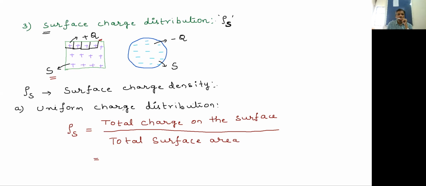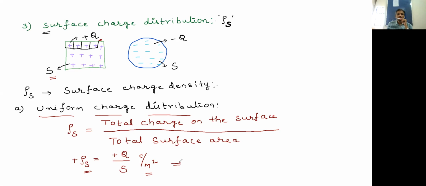What is the total charge? Let's say plus q, by the total surface area s. So we can say that rho s is also a positive charge density. The unit of charge is coulomb and the area is always meter square. So the unit of surface charge density is coulomb per meter square. But this is for the case of uniform charge distribution.